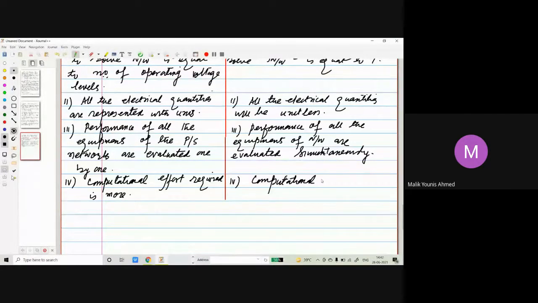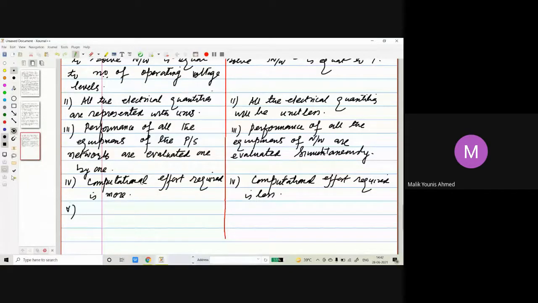In the per unit system, computational effort required is less. So this should be very clear, because in the absolute case we have multi-voltage levels, large values of those voltages, so the calculations will be more complex. But in case of per unit system, it is very less. We don't have much calculations to do in case of per unit system.